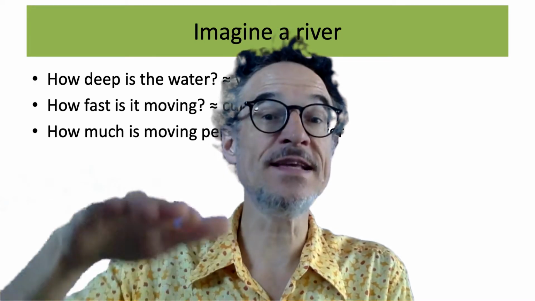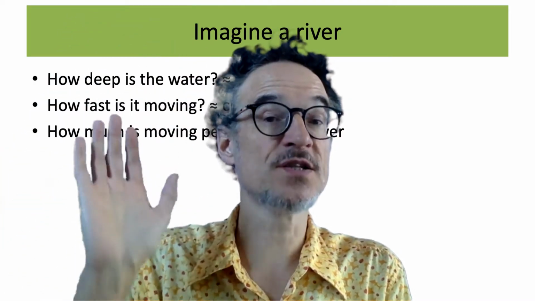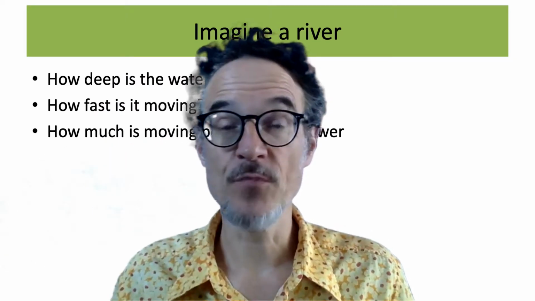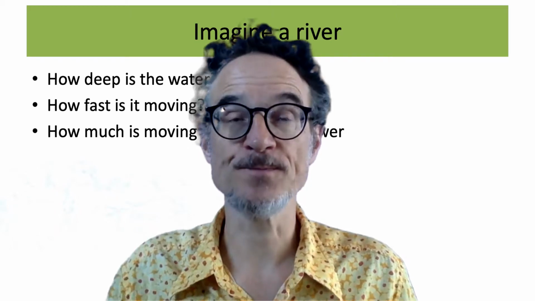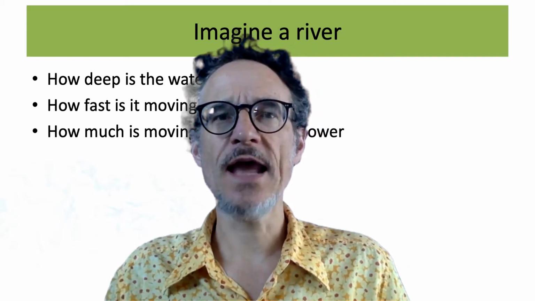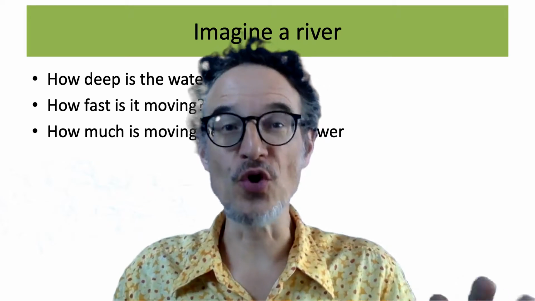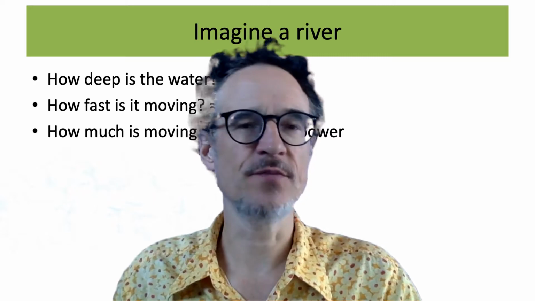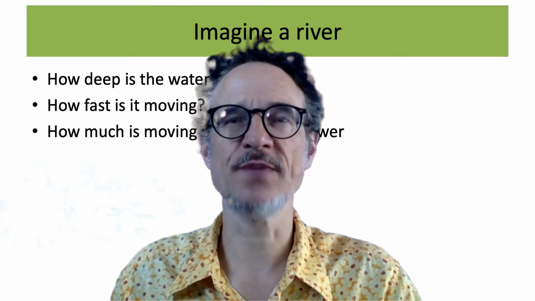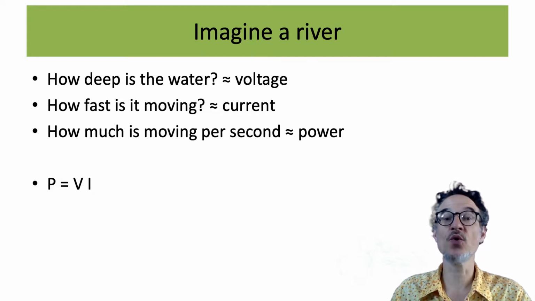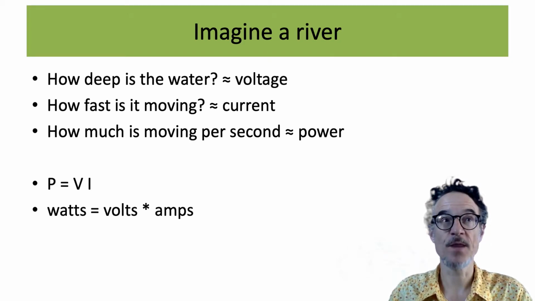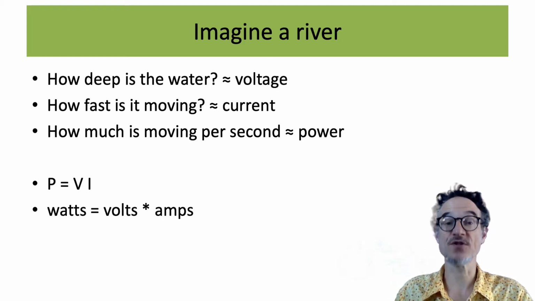So you could have a very deep river that's moving quite slowly, or a very shallow river that's moving very quickly, and they would both be the same amount of power. Electricity is not water, but this is a good way of thinking about electricity to try and get an idea of what these things mean. And to put it into an equation, P equals VI. The power is the voltage times the current. So watts is volts times amps.